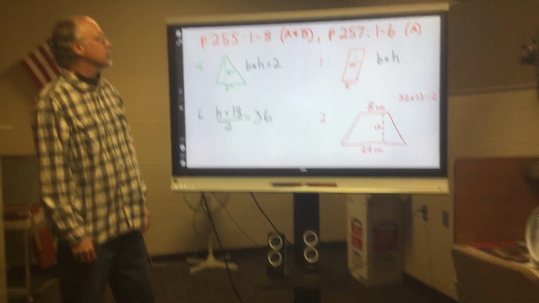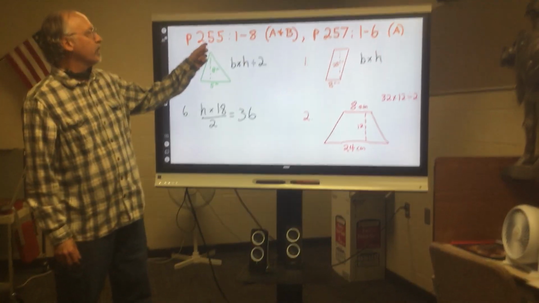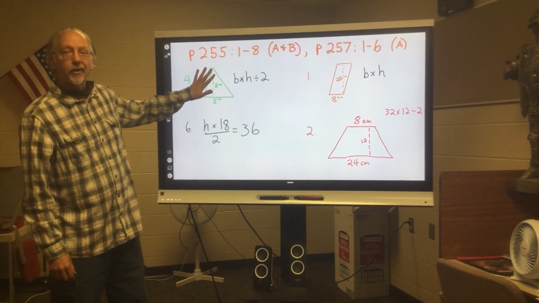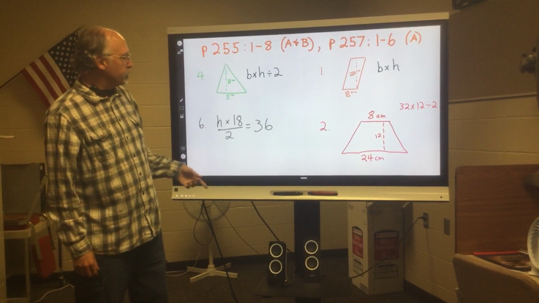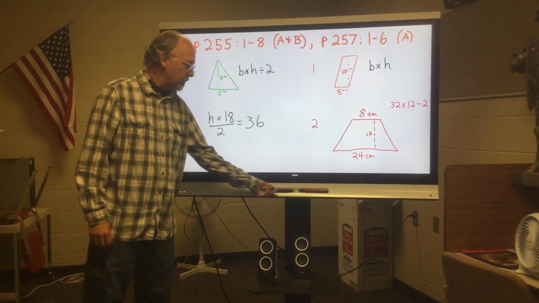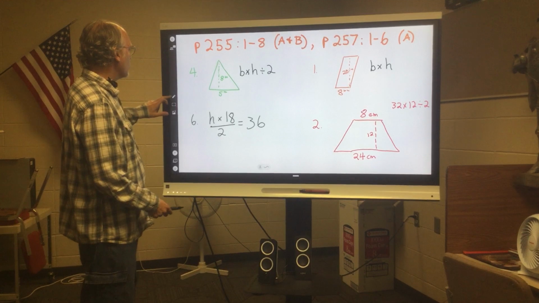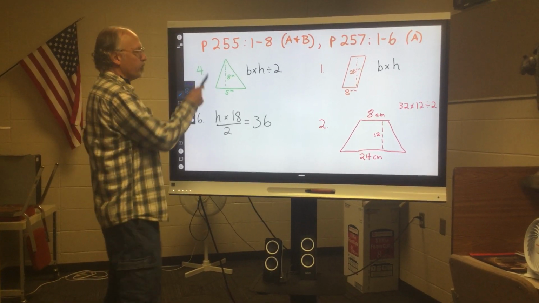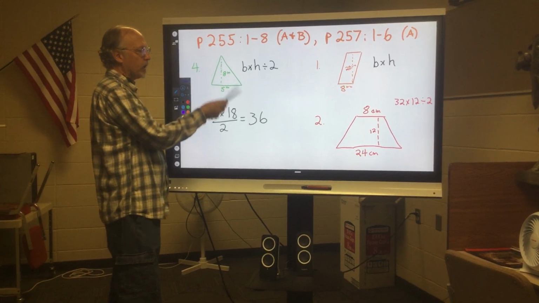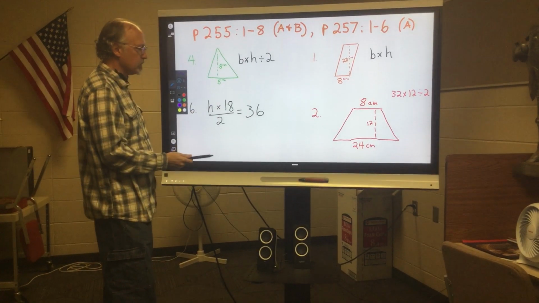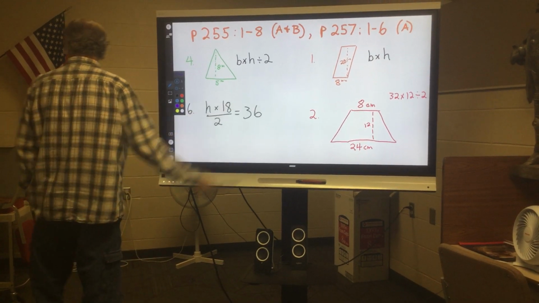So today you're going to do page 255, 1 through 8. It's mostly shapes that you have to figure out the area of. On this page you have a few story problems, and then same kind of thing with the other page. Number 4 is a triangle like this. A triangle, as I said, is the base times the height divided by 2, so that's a simple one. And then there's a story problem.